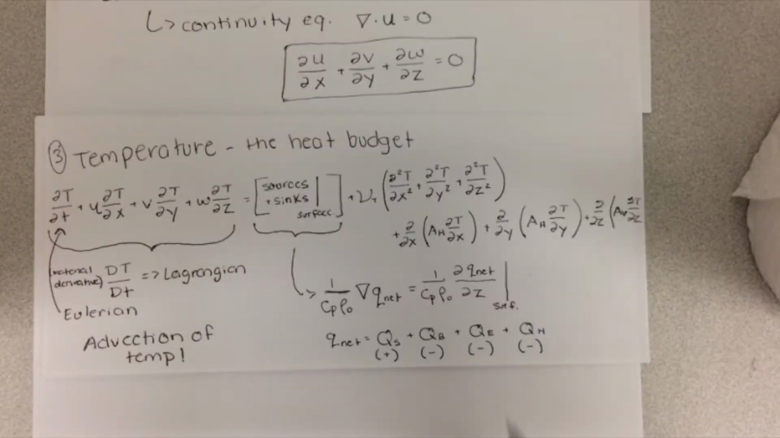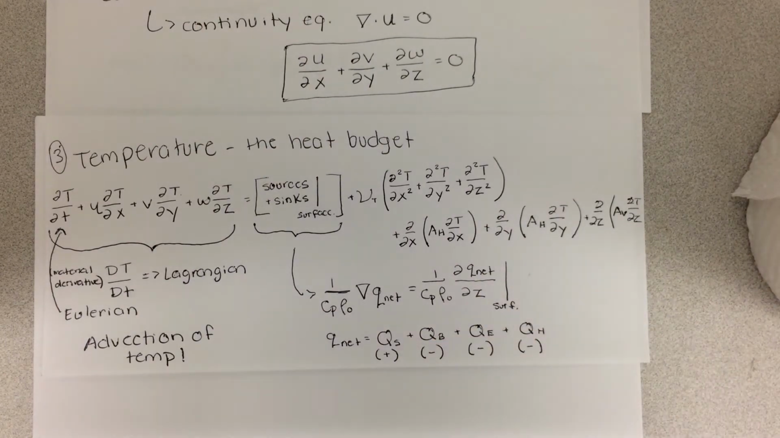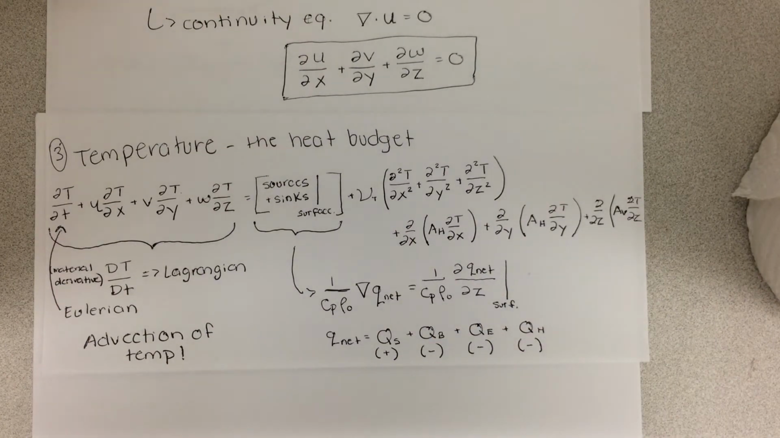Our final terms in our heat budget equation are our eddy, friction, or diffusivity terms, and our molecular diffusivity terms. In this case, our concentration gradient is temperature.